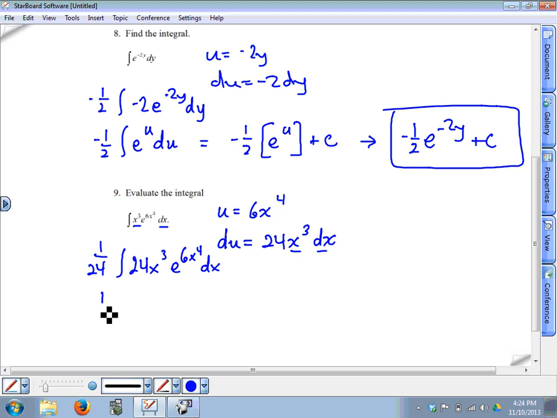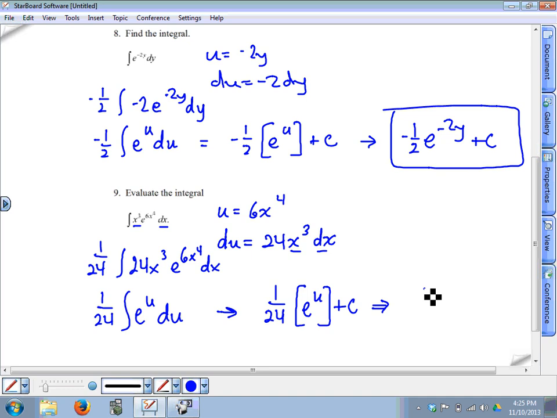So now we can make the substitution. This turns into 1/24 times the integral of e to the u du, which is 1/24 times e to the u plus c, which is 1/24 times e to the 6x to the 4th plus c.